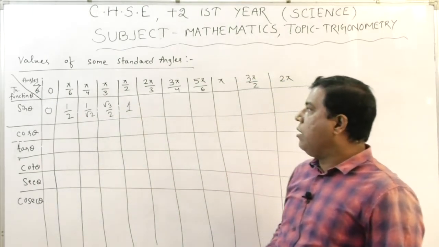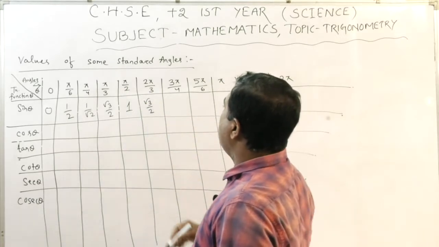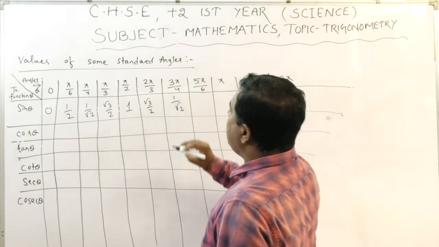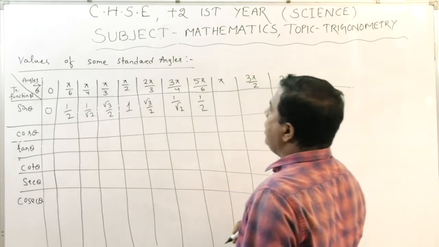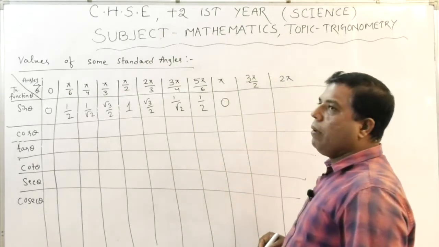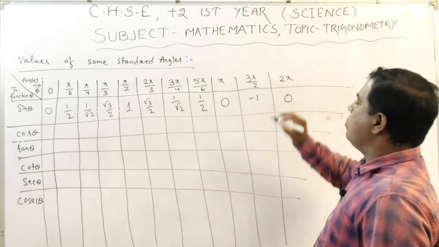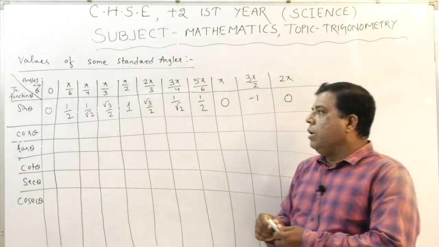Okay, dear students, sine of 2 pi by 3 is again root 3 upon 2. Sine of 3 pi by 4 is 1 upon root 2. And sine of 5 pi by 6 is 1 upon 2. And sine of pi is 0. And sine of 3 pi by 2 is equal to minus 1. And sine of 2 pi is equal to 0. Okay, dear students. So you see what happened.